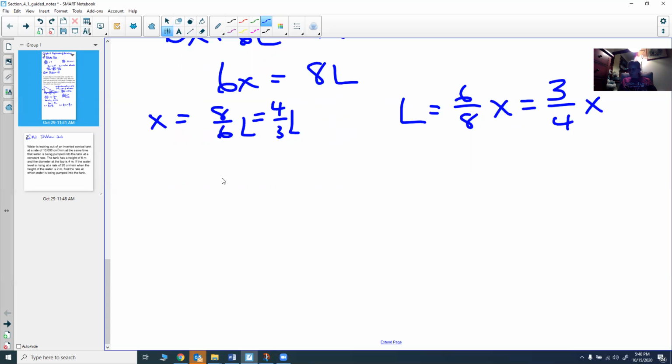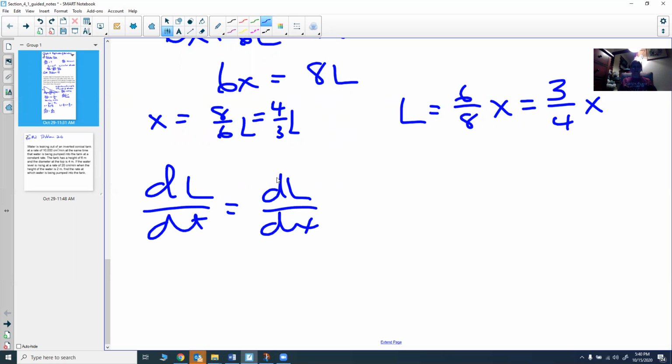So the next thing to realize is, again, I want dL/dt. But I don't know how L is related to t. That's what I want to find. But I do know how L is related to x. I do know dL/dx. dL/dx is something I could find. I could actually find this derivative without any problems. But I want dL/dt.